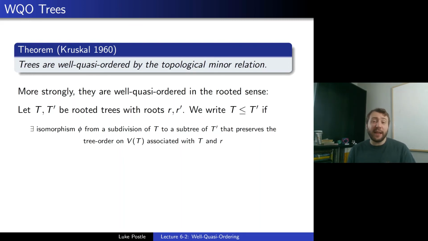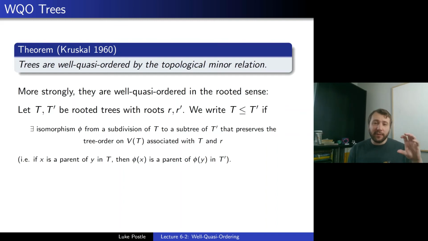So we can basically say we can find a subdivision of T in the graph. That would be the topological minor relation, but with an additional property that somehow preserves the roots. So it preserves the tree order. What do I mean? When you take it and you map it, then if X is a parent of Y in T, its mapped images should have the same property: phi of X is a parent of phi of Y in T prime.